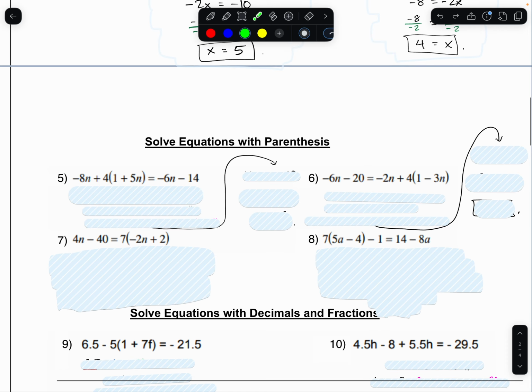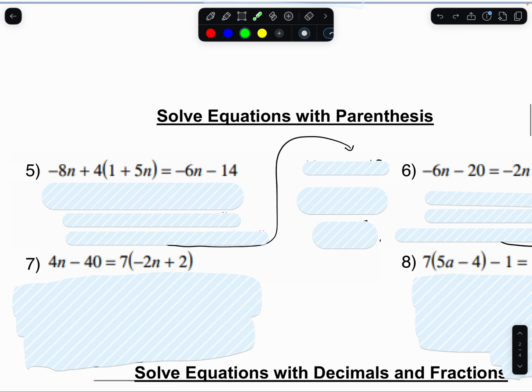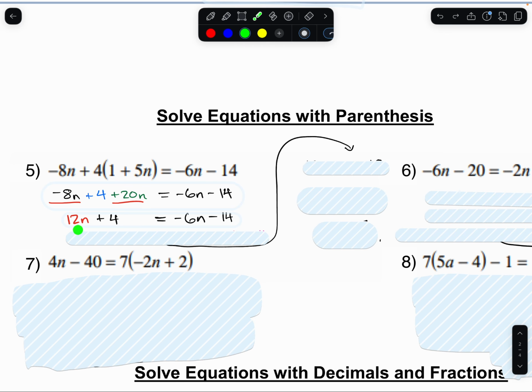All right. You might see parentheses inside your equation, so let's do number 5 together. My recommendation is that you distribute. We talked about the distributive property in our previous notes. When we distribute that 4 to the 2 terms in parentheses, we'll get 4 times 1 is 4, and 4 times 5n is 20n. Combine your like terms, and then we have an equation just like we saw above.